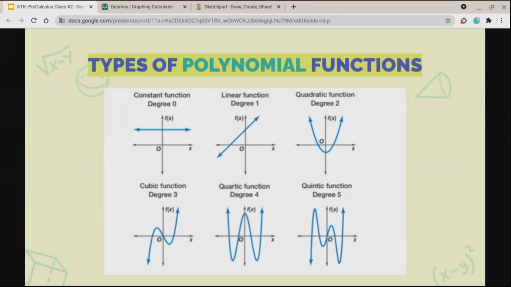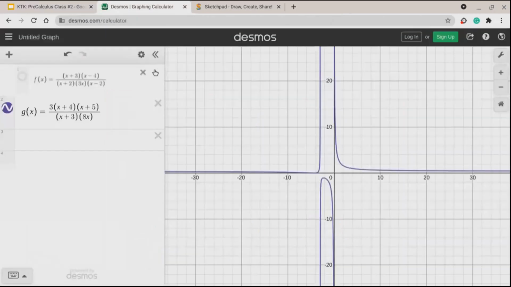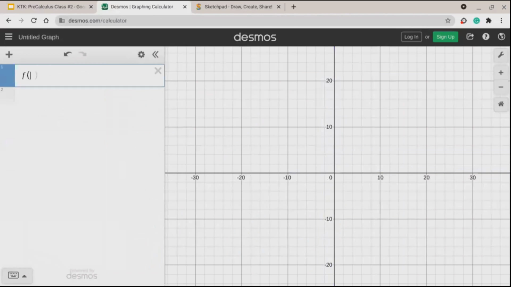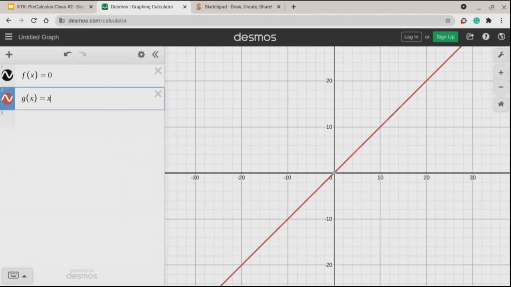Of course, these images right here are not all the parent functions. They're just examples. These are not the parent functions of each of these equations. We can go ahead and go into Desmos and take a look at what the parent functions of these equations would be. So let's do first, f of x is equal to 0. So it's the parent function of the first one. g of x is equal to x. That's the parent function, as we know, of a linear equation, right? y is equal to x, f of x is equal to x.